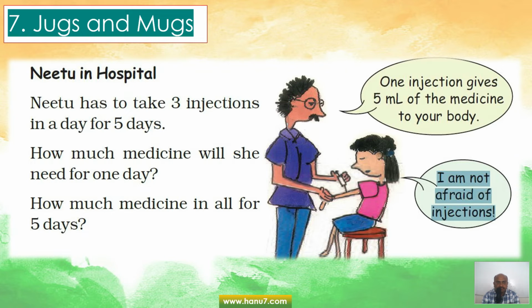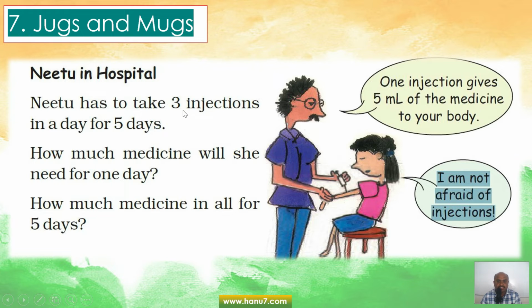Now, this is the last part of Chapter 7. Neetu went to the hospital. There she is having an injection. Neetu has to take how many injections? She has to take 3 injections. Totally there are 3 injections.